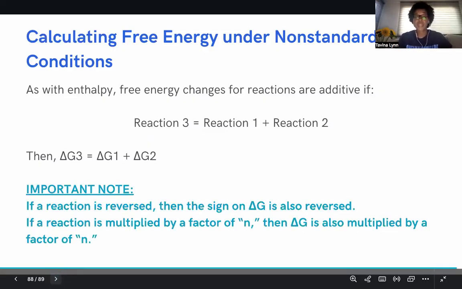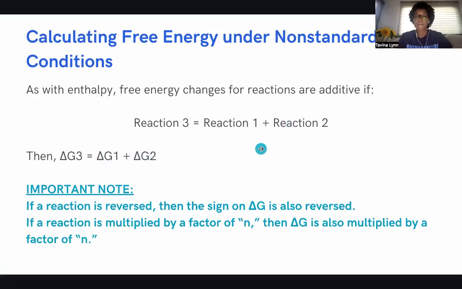An important thing to note is that if the reaction is reversed, then the sign on delta G is also reversed. And if the reaction is multiplied by a factor of n when we're adding these two reactions, we'd also multiply the change in free energy by that same factor. We will have problems like this in the discussion worksheet.